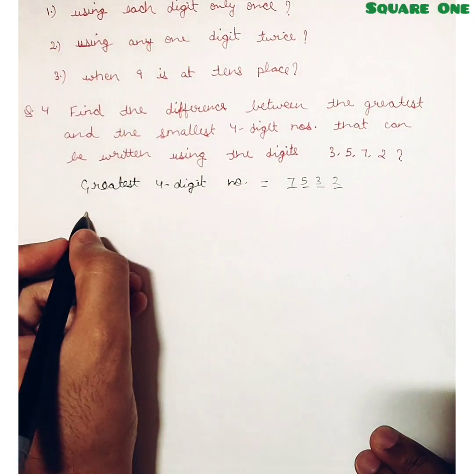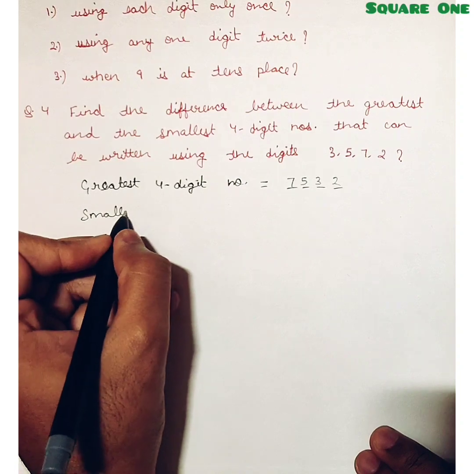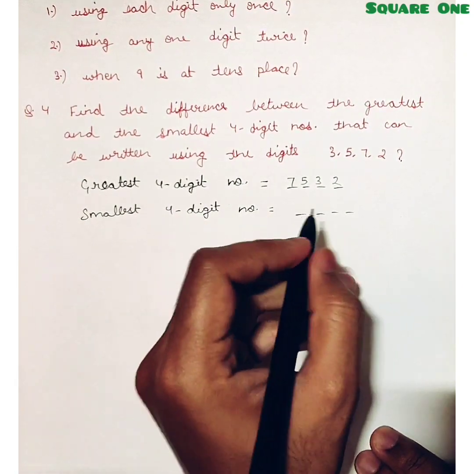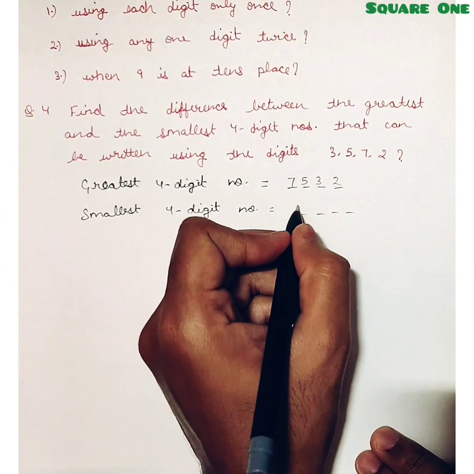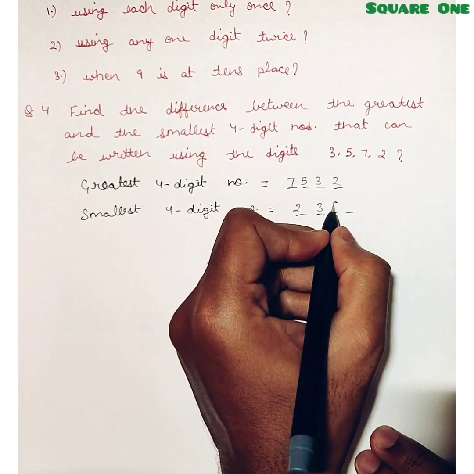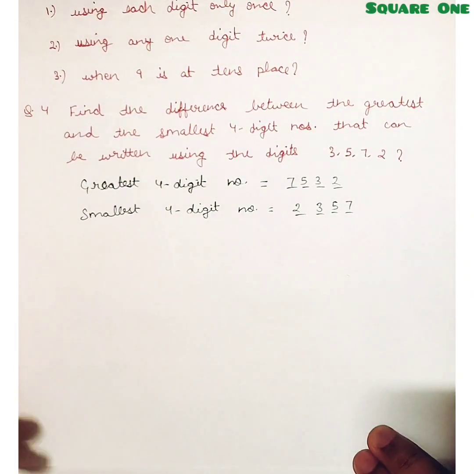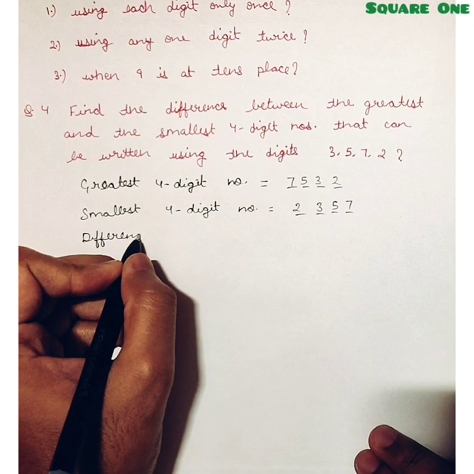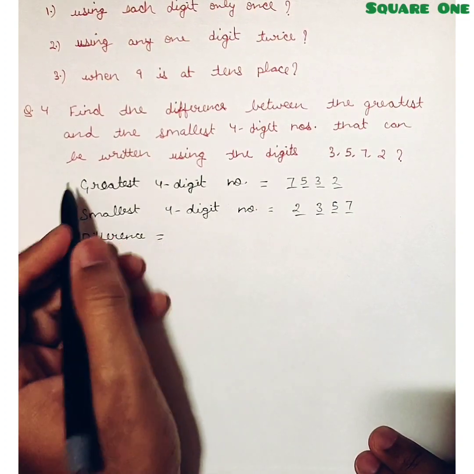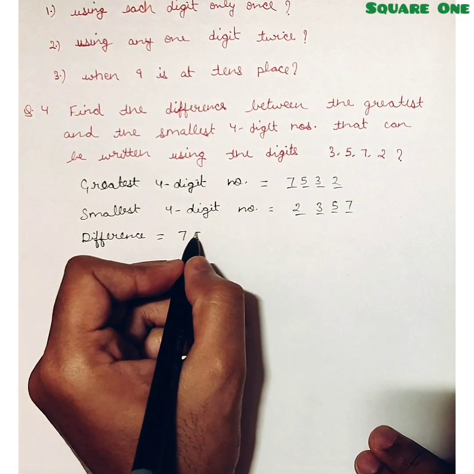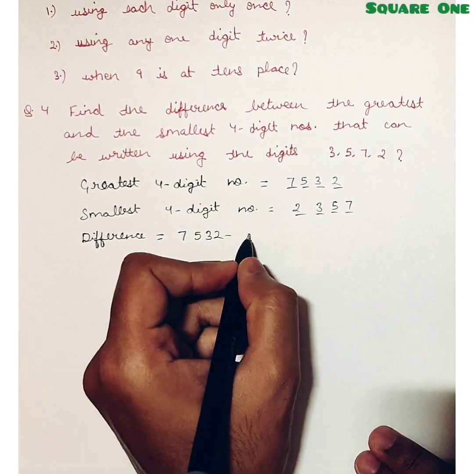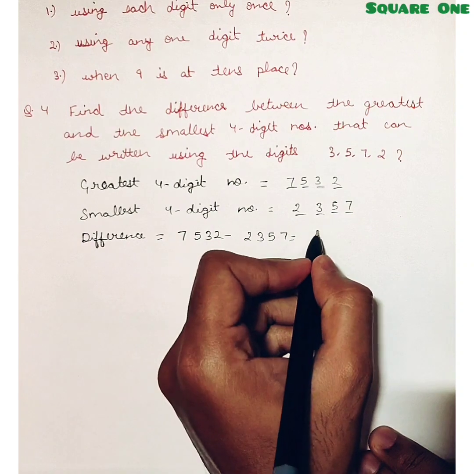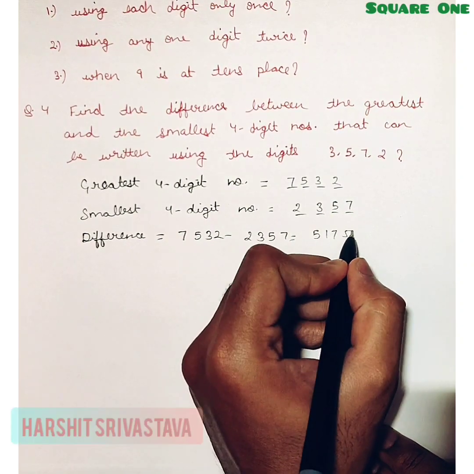Then you find the smallest 4-digit number, again 4 digits. Smallest will start from the smallest digit: 2, 3, 5, 7. This will be the smallest 4-digit number using these digits, and then you find the difference. Difference will be between the greatest and the smallest number. So 7532 minus 2357 gives us the answer as 5175. This will be our answer if you calculate it.